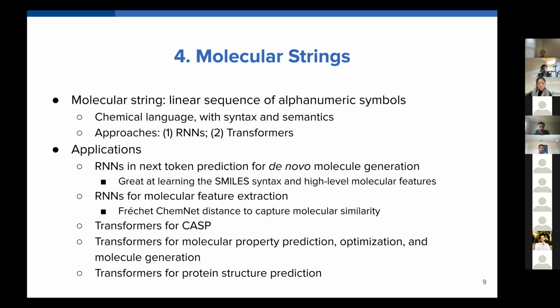People have also used RNNs for molecular feature extraction. For instance, the Frechet ChemNet distance is a distance that's computed based on an RNN model, and it has become a very common way for computing molecular similarity. There are also many applications with transformers. For instance, people have used transformers for CASP, computer-aided synthesis planning, for molecular property prediction, property optimization, and new molecule generation, as well as for protein structure prediction.